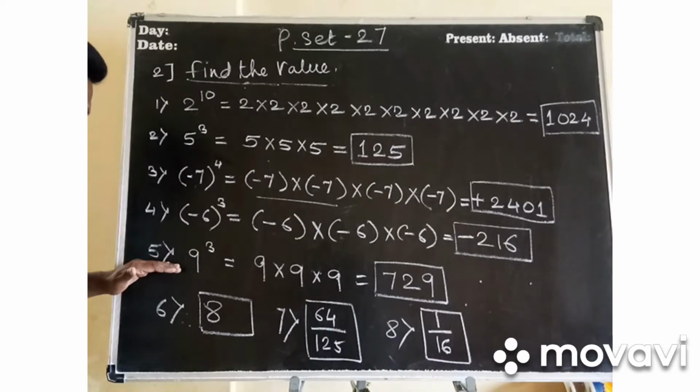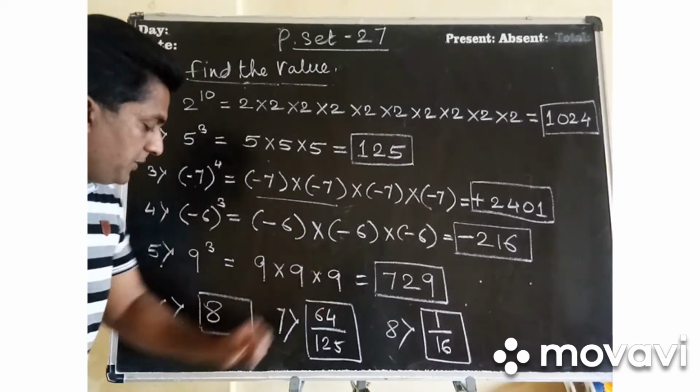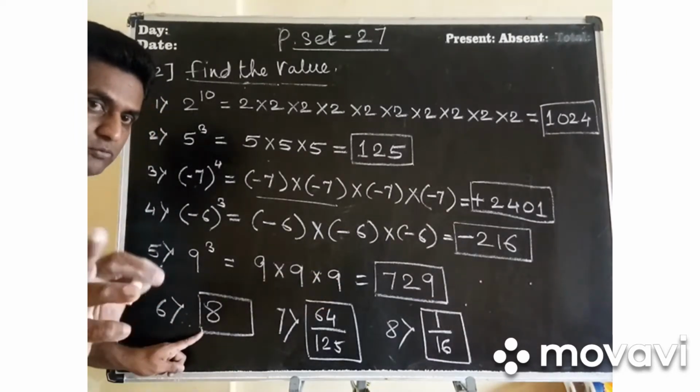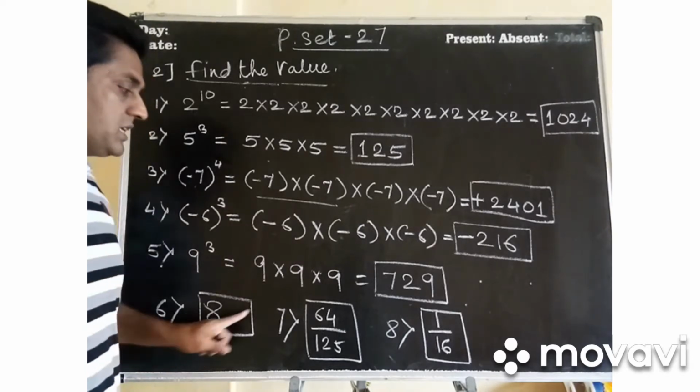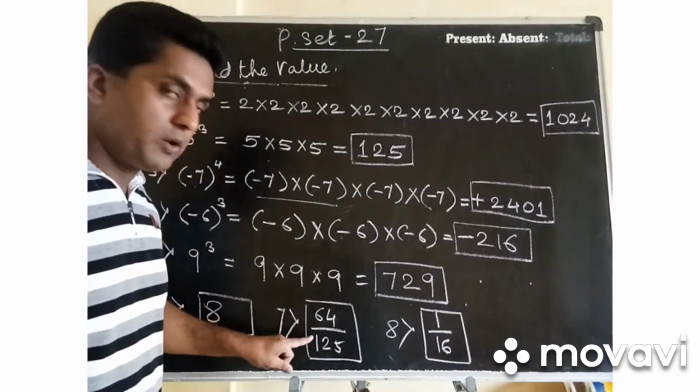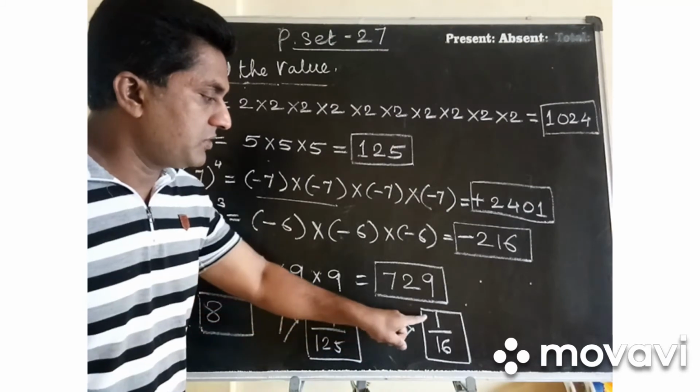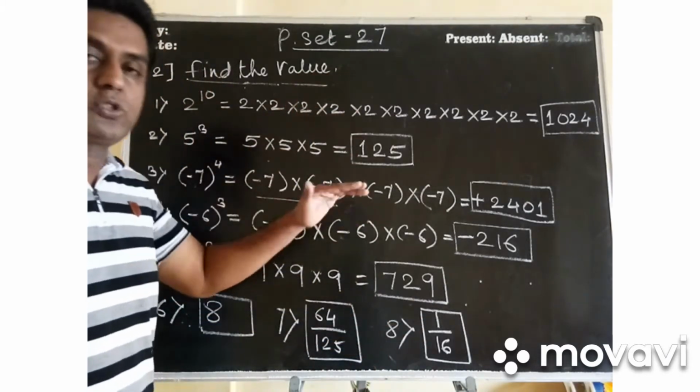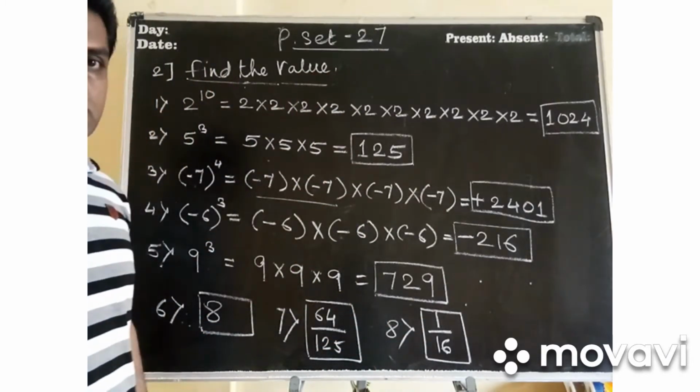And this is your fifth question, which is being solved here. Sixth I have not solved, you have to solve. Its answer will be 8. Seventh answer will be 64 upon 125, and 8th answer will be 1 upon 16. So this way you have to draft the sums in your notebook.